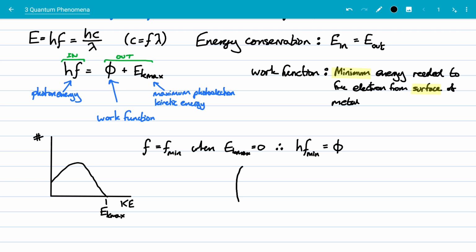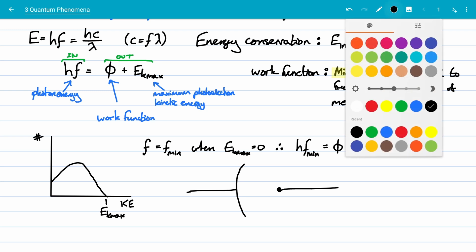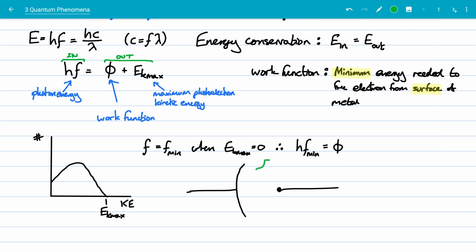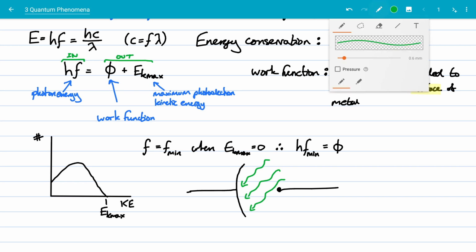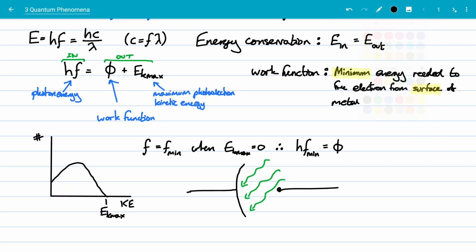So imagine I've got something that looks a bit like this, and all this is in a vacuum. And I can have light coming in. This is called a vacuum photocell. I can have light coming in like this and delivering energy to the electrons. Better label this a vacuum photocell. That's at the bottom, isn't it? Vacuum photocell.